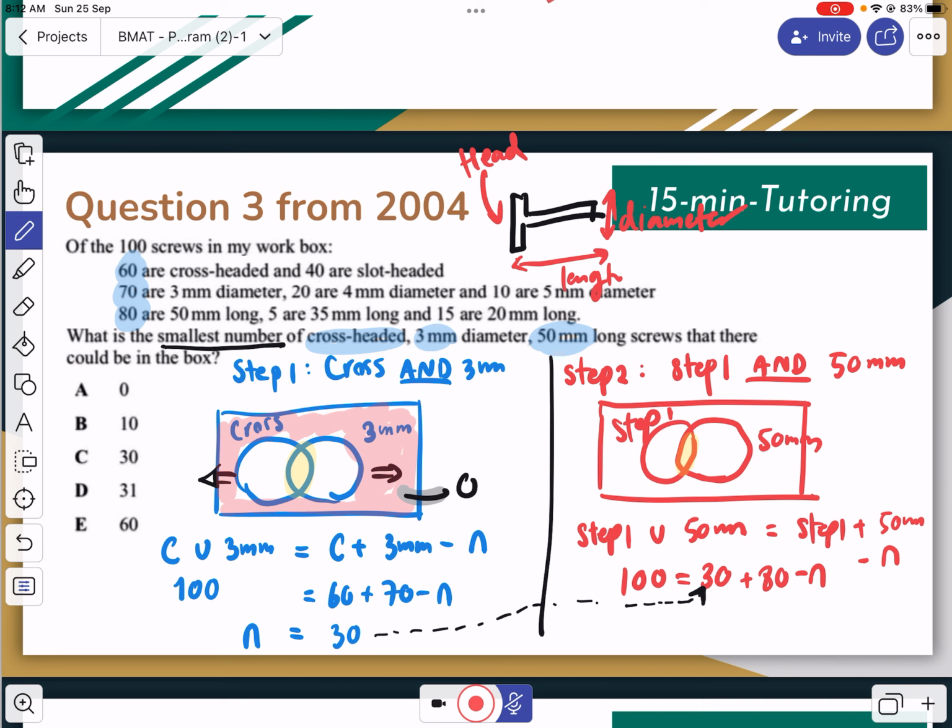Finally, solve the equation, we get 10. And that is our answer. Those are screws that pass the first round and also the second round, and that will be the smallest number of cross-headed 3mm, 50mm long screws. So the answer is B.